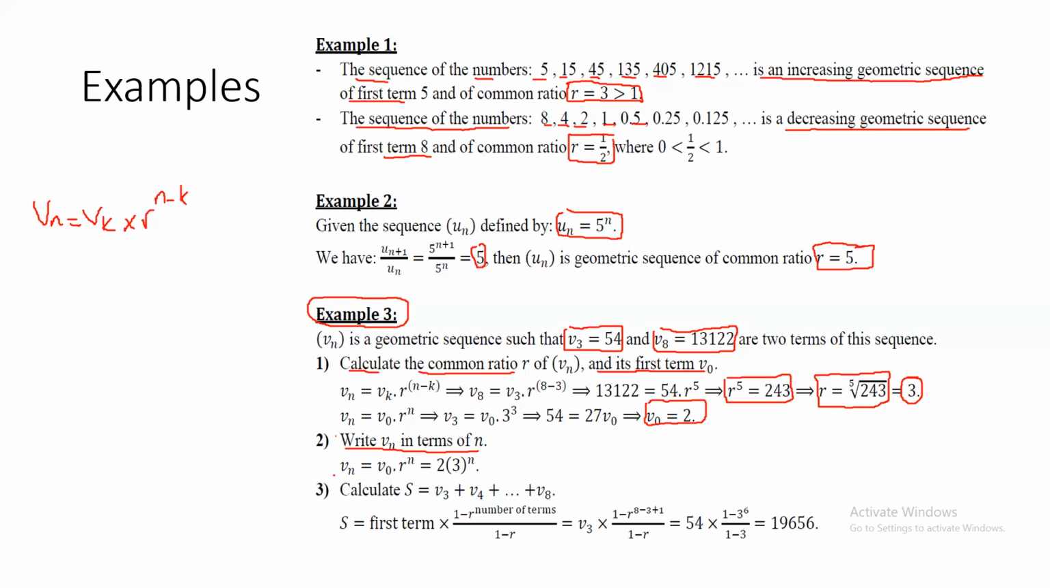The last part: calculate the sum V3 plus V4 plus up to V8. How do we calculate this sum?